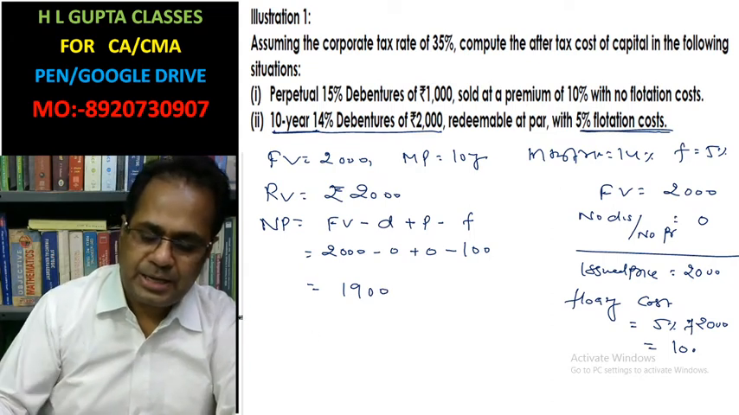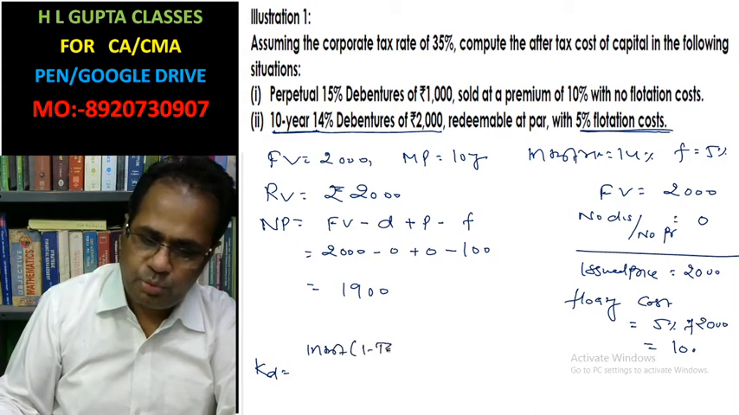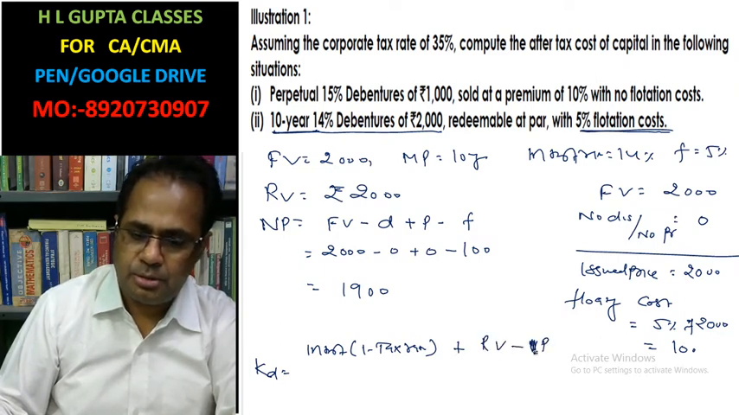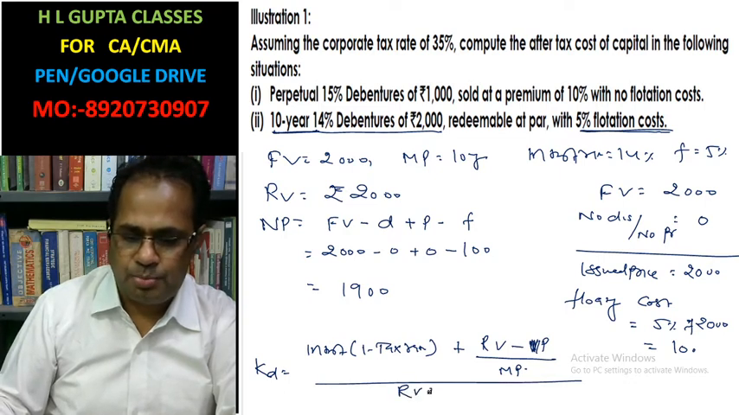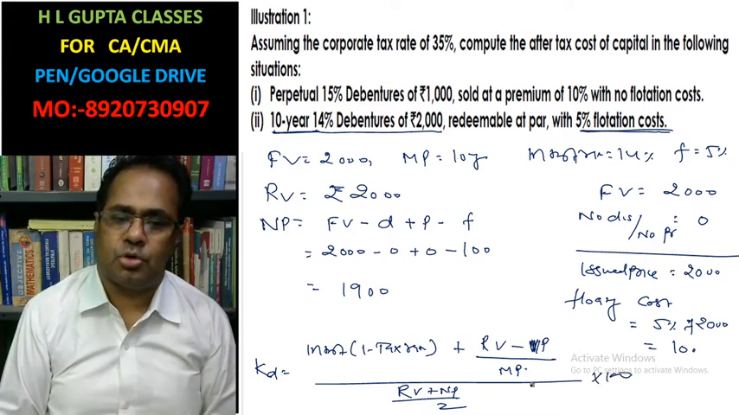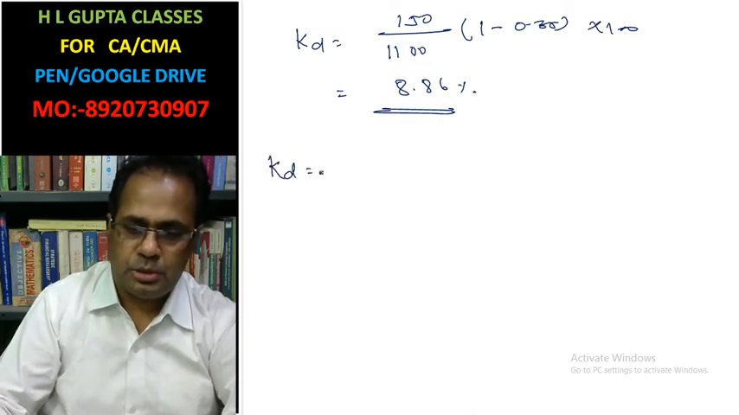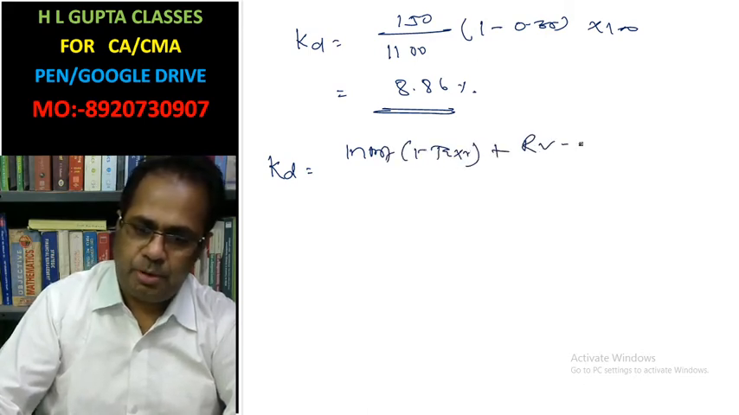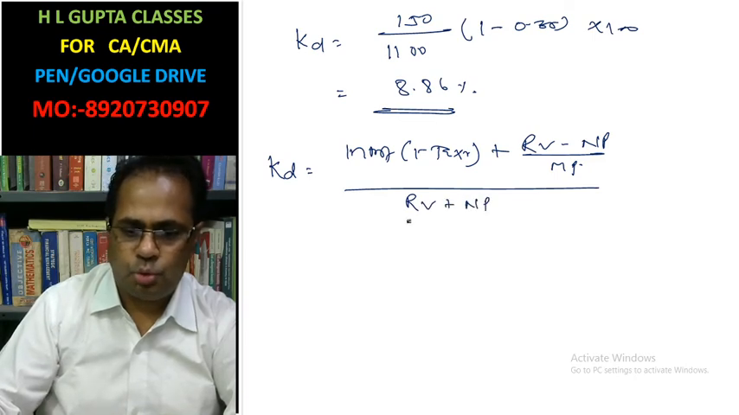Now we can calculate the value of KD. By this formula you can calculate cost of debt in the case of redeemable debt. Cost of debt equals interest times 1 minus tax rate, plus redeemable value minus net proceed divided by maturity period, all divided by redeemable value plus net proceed whole divided by 2, into 100.